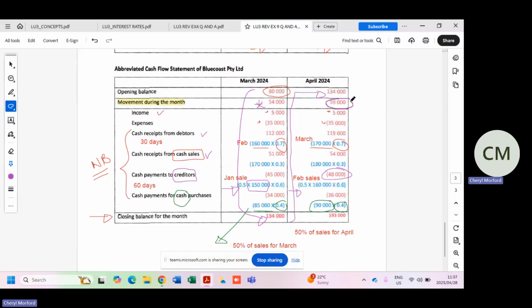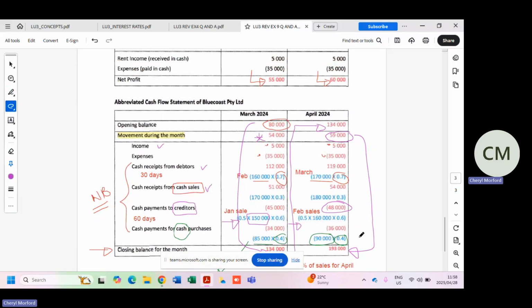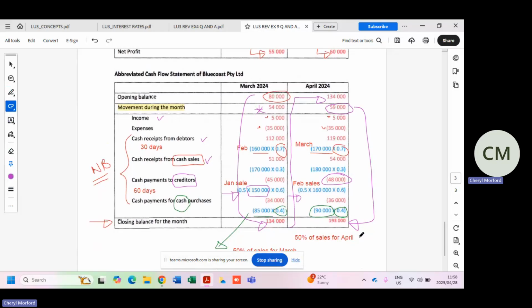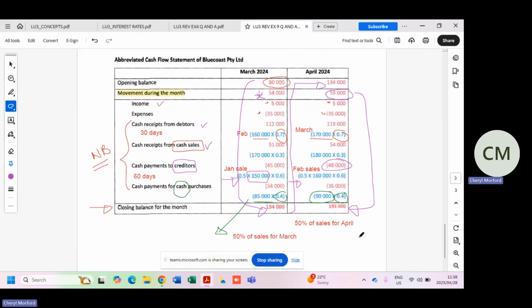So how am I going to end April? Start April with 134, add a further 59, and that will then mean that my closing balance as at the end of April is now 193,000. So we can see that above, when the net profit increased over the period, it's matched with a rise in the bank balance for the month. So please do have a look at this question and practice the ones that I have mentioned in the textbook.